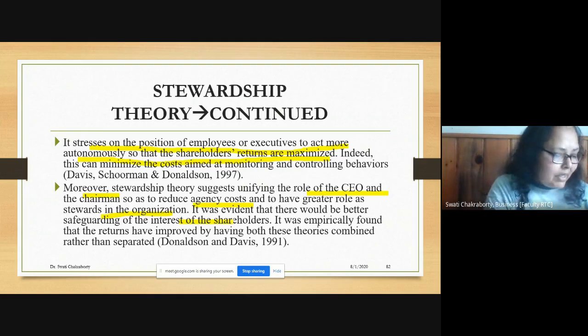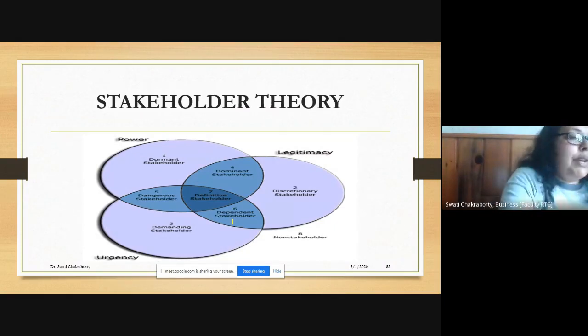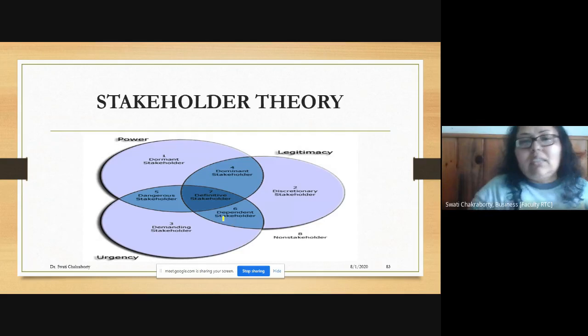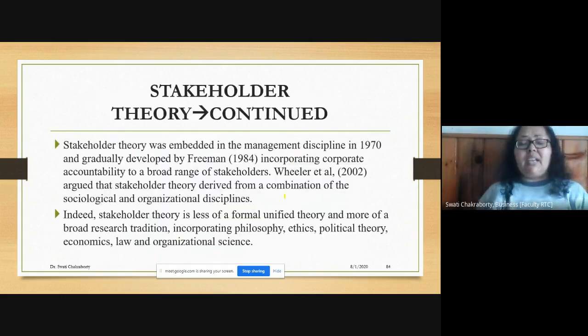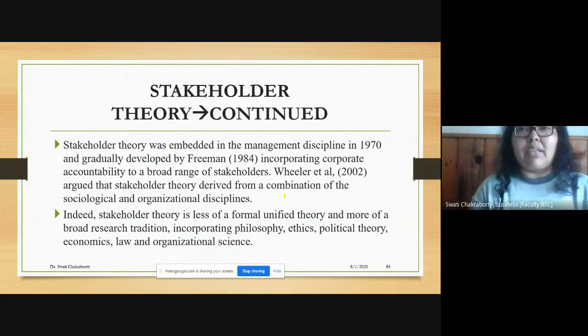Next comes up is the stakeholder theory, right? So this is the structure of stakeholder theory. Now, here what's happening. Stakeholders, as I said at the beginning, are all those entities who are directly or indirectly related with the organization.